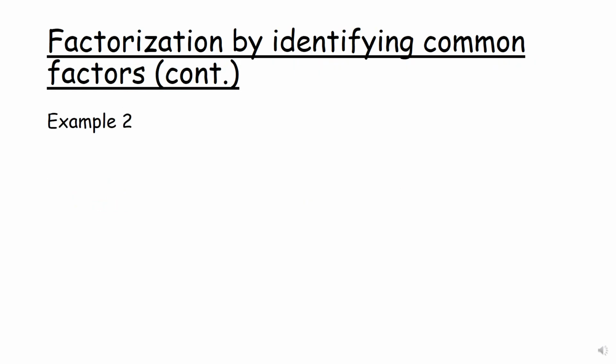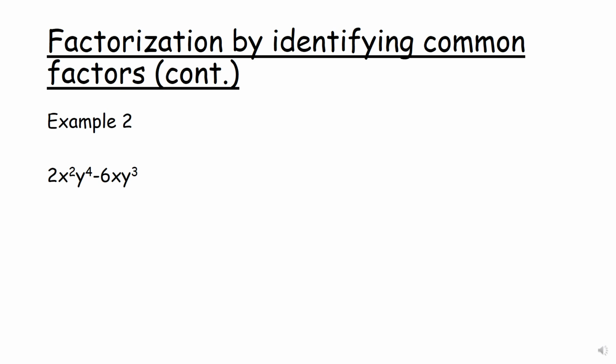Let's look at another example. Given the expression 2x squared y exponent 4 minus 6xy cubed, you first look through to identify the common factors. We can see that 2 is a common factor to the terms 2x squared y exponent 4 and 6xy cubed. X is also a common factor to both terms.